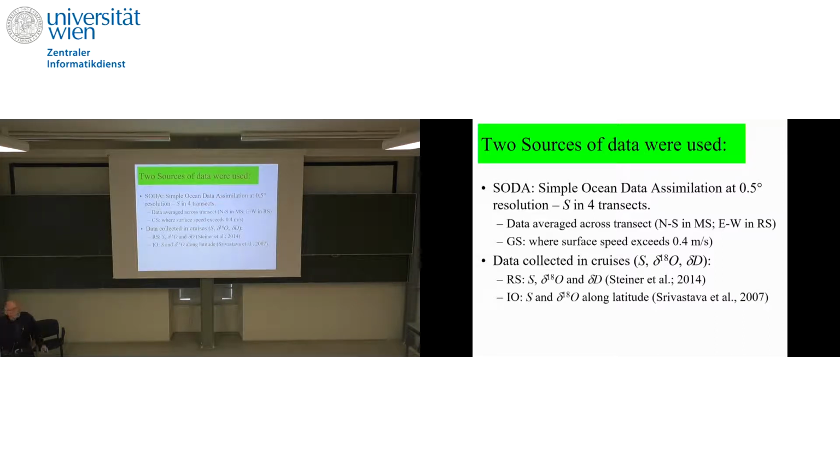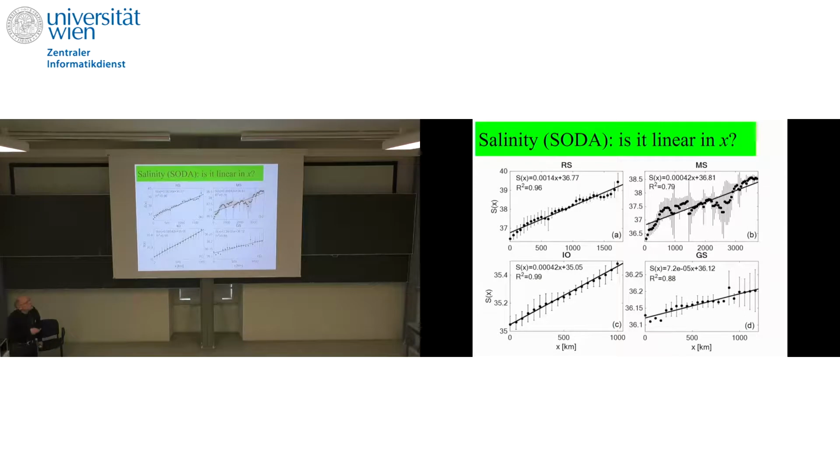And then we said, okay, let's put it in our simple model and see how it works. So this is how it works with SODA. This is the Red Sea, Mediterranean, the Indian Ocean, and this is the Gulf Stream. 4 cases. And what you see here is, number 1, the linear approximation of S as a function of X. Remember, in our theory, the changes in S had to be linear in order for the equation to apply. And what you see here is that the linear fit has a predictive value or correlation factor of about 0.9 something.